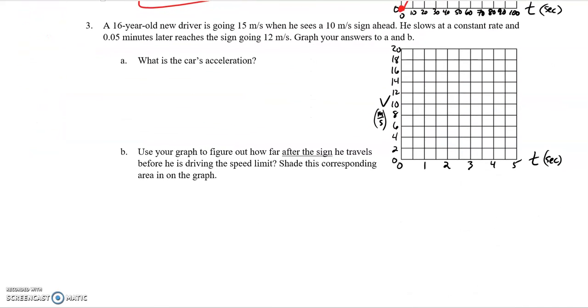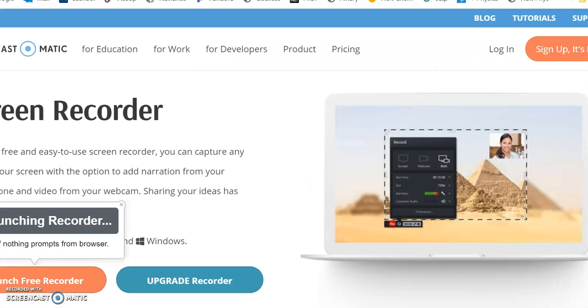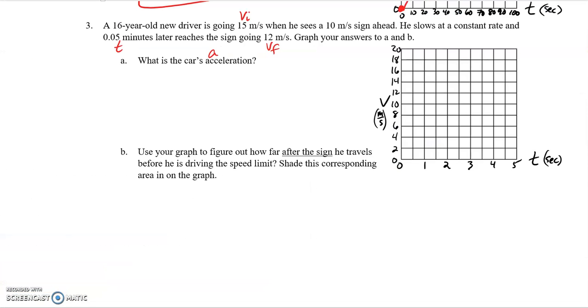Finally, number 3. A 16-year-old new driver is going 15 meters per second. There's your initial velocity. When he sees a 10 meter per second sign ahead, he slows at a constant rate, and 0.05 minutes later, that's going to be our time, he reaches the sign going 12 meters per second. There's your VF. We want the car's acceleration A. So we don't have displacement. We would use the VF equals VI plus AT equation. So 12 equals 15 plus A times, we need to use a time here, 0.05 minutes.